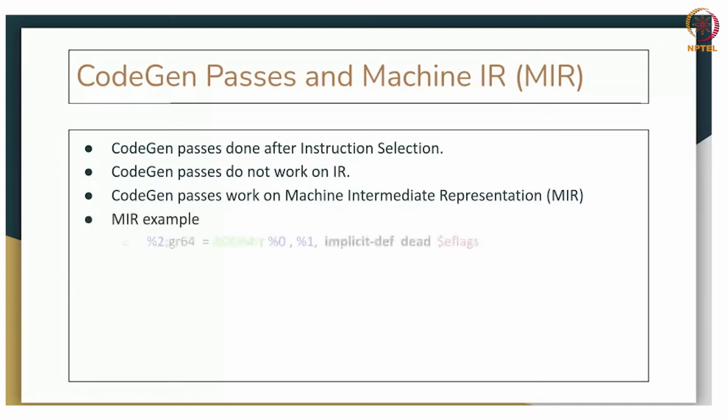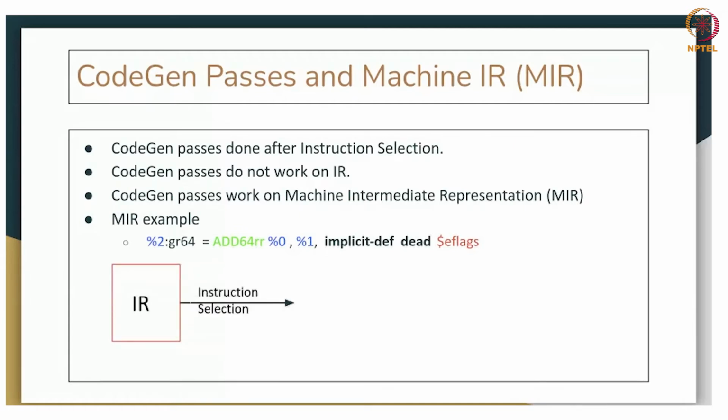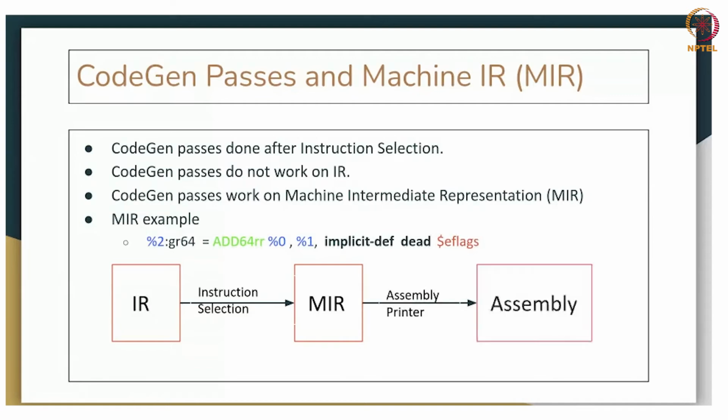So MIR, as an example, has a %GR64 instruction. You have an IR, then after instruction selection, you have a MIR, so the instructions are target dependent. Then you have the assembly printer that prints the assembly, but in between, in the MIR result, we can have some passes to optimize, like the one given in the previous slide. This is the high level picture, but there will be many intermediate passes.